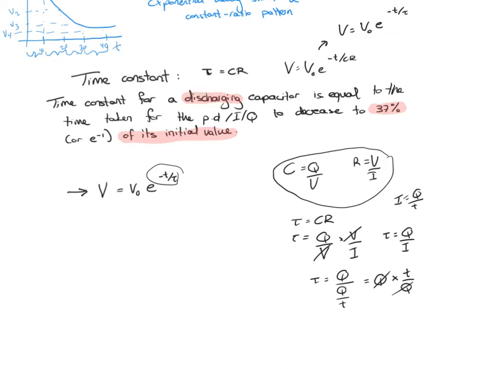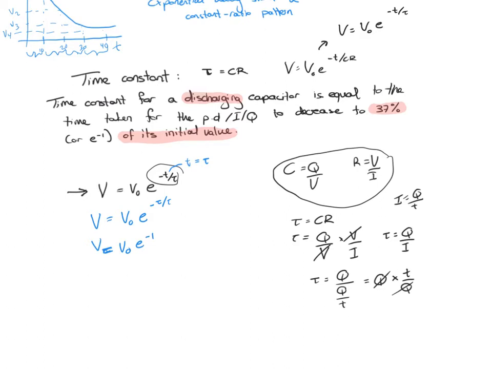And that means that if I equate the time here and ask how much potential difference I will be left with after one time constant, then after one time constant amount of time has passed, I can rewrite this as V is equal to V naught e to the minus tau over tau, which is e to the minus 1, since tau over tau is equal to 1. So V is equal to V naught e to the minus 1.